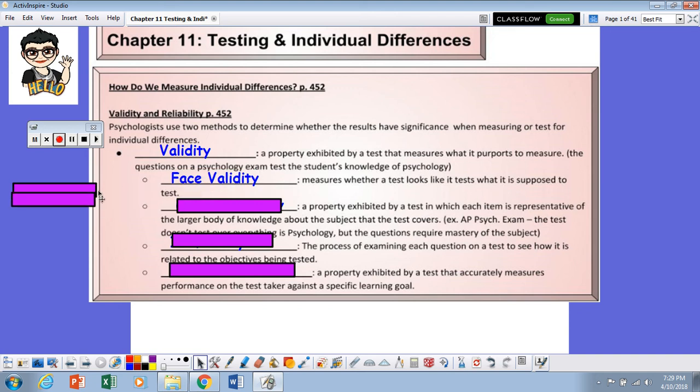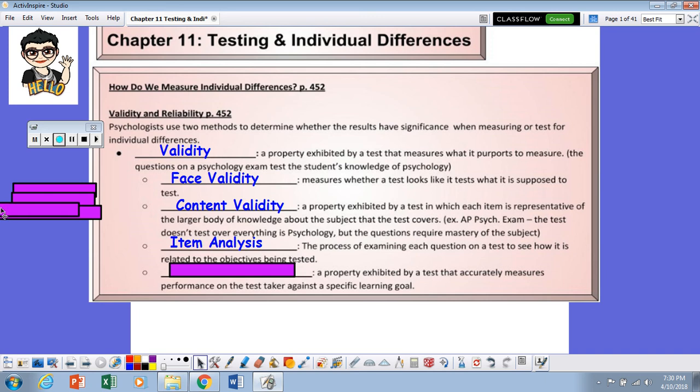There are some different types of validity. We have face validity, meaning that the test looks like the kind of test that it's supposed to be. So if I look at a test and it's got psych questions, it should be a psychology test. Content validity is a property exhibited by the test in which each item represents a larger body of knowledge about the subject that it covers. So in an AP class, the test for the most part would have questions that relate to AP psychology. For the most part it would be a higher rigor.